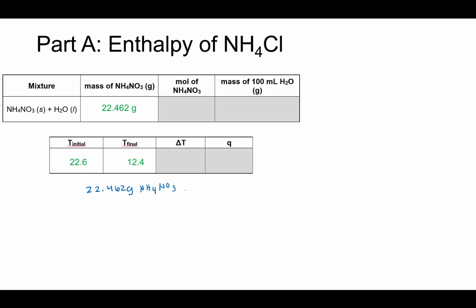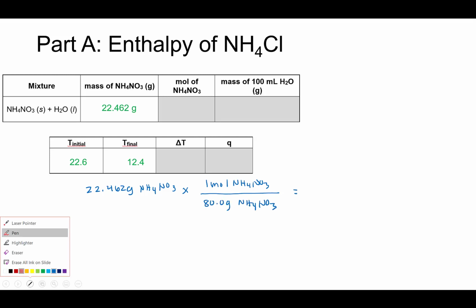NH4NO3. And if we want to convert this to moles, we have to get the molecular weight, which is 80 grams per mole. We want to get rid of the grams, so I'm going to put 1 mole on top, and this will be the 80.0 grams of NH4NO3. And then we can cross out our units here, and then we'll divide to get 0.281 moles. So I'm going to put that in my table.